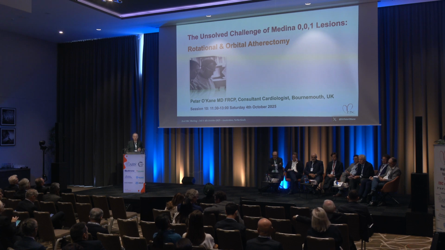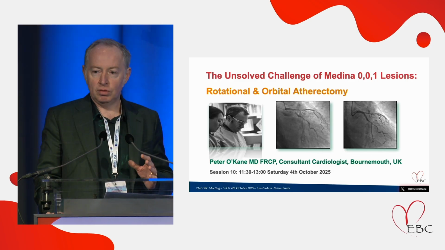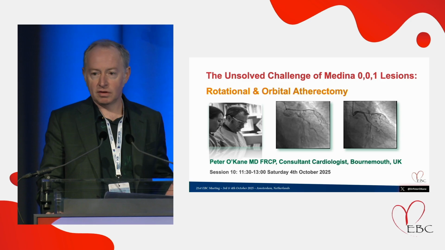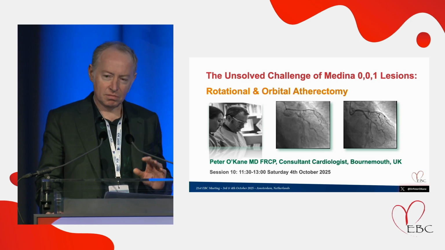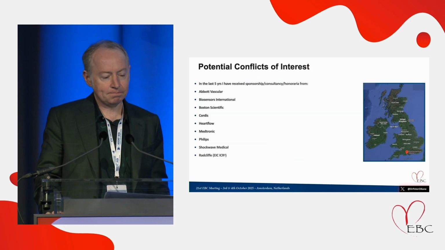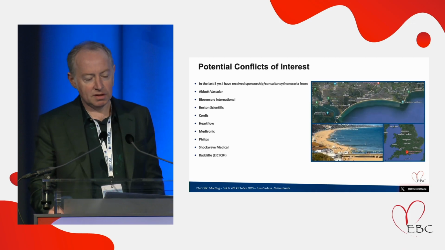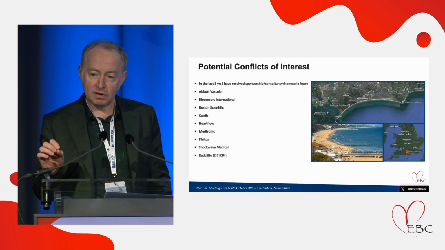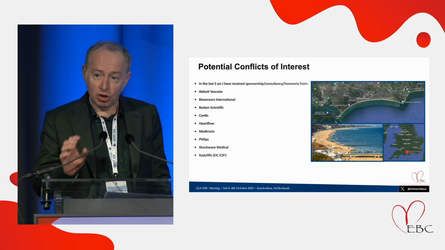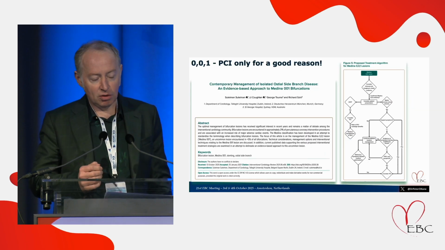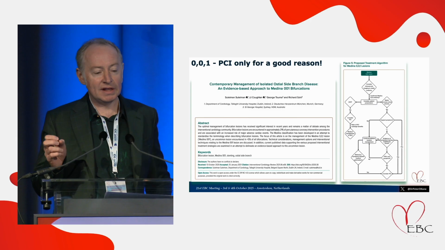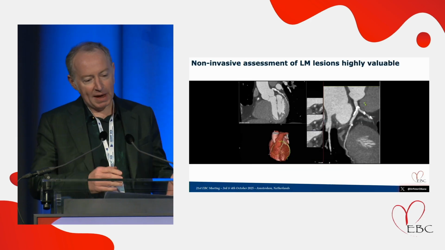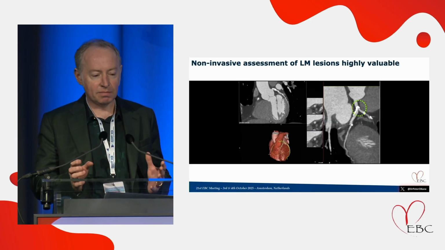So my remit is to talk about the two atherectomy devices. Of course, there's a third atherectomy device, laser, which I'll briefly mention here as well. And among my conflicts of interest, one of the main ones is that I live in Bournemouth in the UK, and it's got lots of calcium, so I feel like I see a lot more. Now, 0.0.1 is clearly a lesion that's complex, and it comes back, so we've got to make sure we should treat it in the first place.